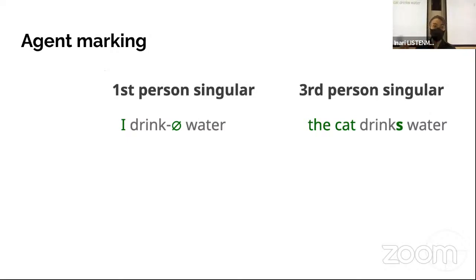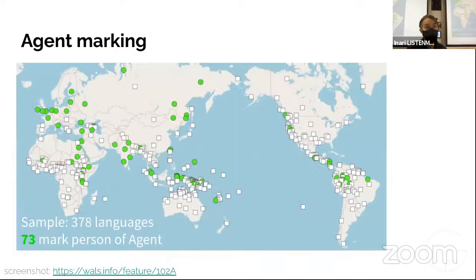Okay, we can mark an argument. We can mark the agent. Yeah, English does this. So in a transitive sentence, we mark the agent and not the patient. So I drink water and the cat drinks water. It's only affected by I and the cat, not by the object. And in this sample, we have 73 languages that mark only the agent. So there were 82 that didn't mark person at all.